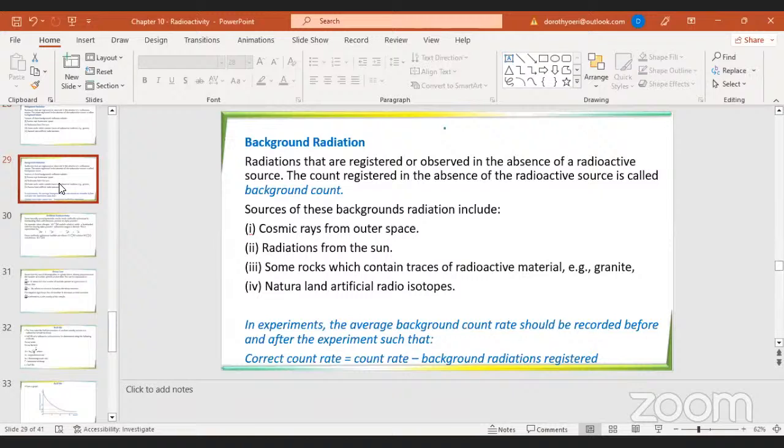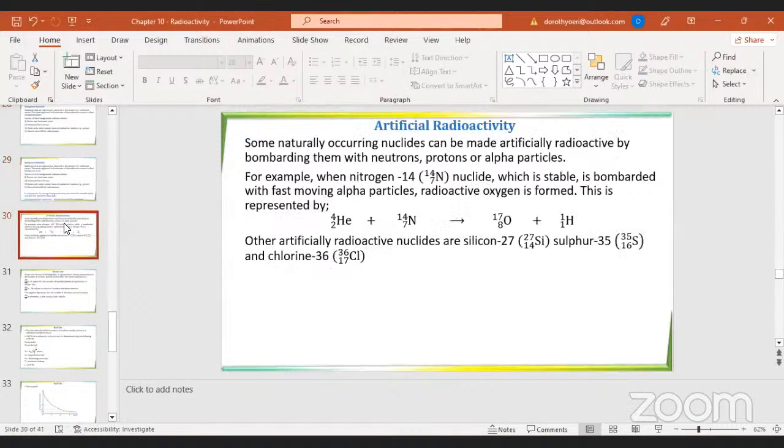I move on now. That is still the same thing. After background radiation, we move on to artificial radioactivity. Now, what is artificial? There is natural radioactivity, where an unstable nuclide will just decay on its own to try to gain its stability by balancing the ratio of the protons to the neutrons.